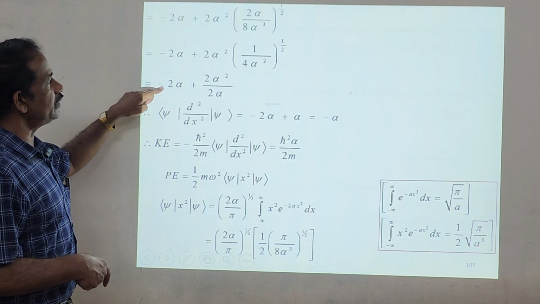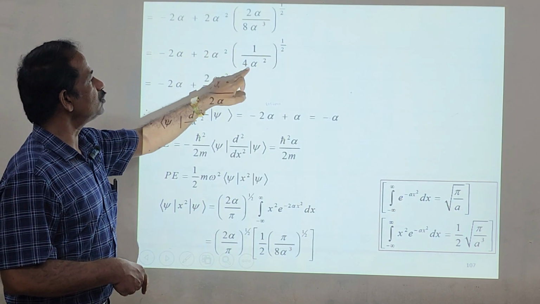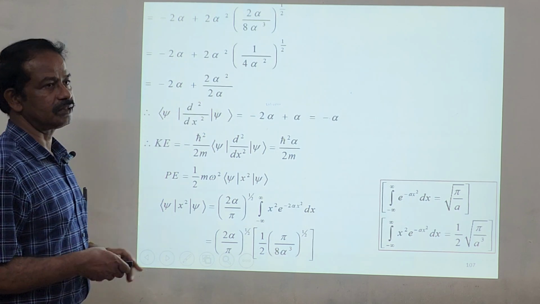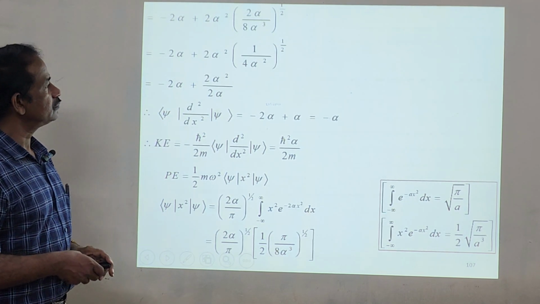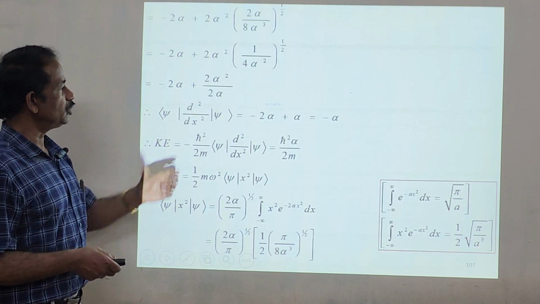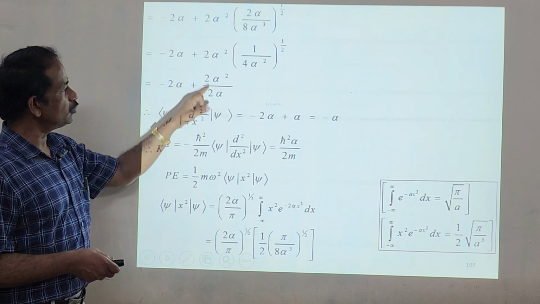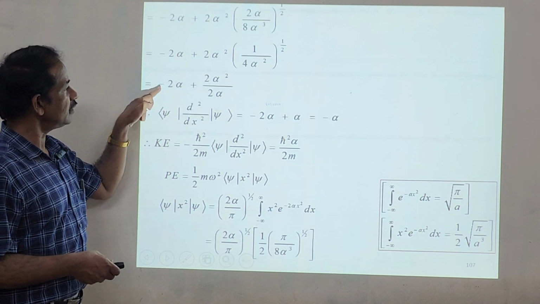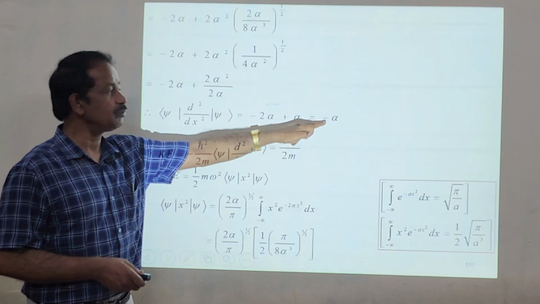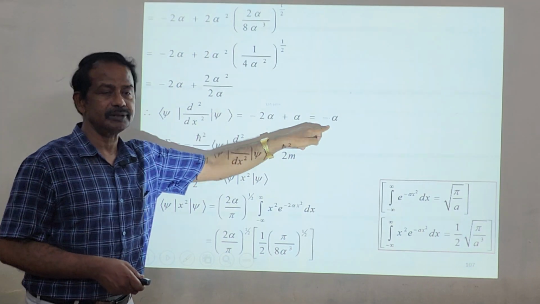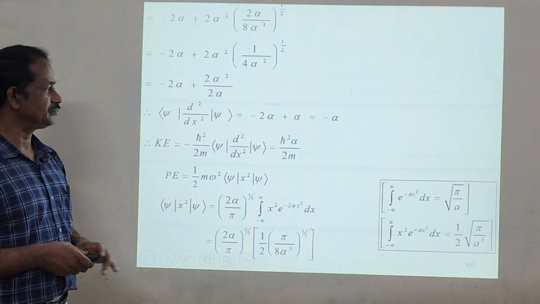So minus 2 alpha here, and simplify these two will give you 2 alpha squared divided by 2 alpha. Is it okay? So these 2 will cancel, this alpha will cancel. You have minus 2 alpha plus alpha, that will give you minus alpha. So total kinetic energy is given by minus alpha.